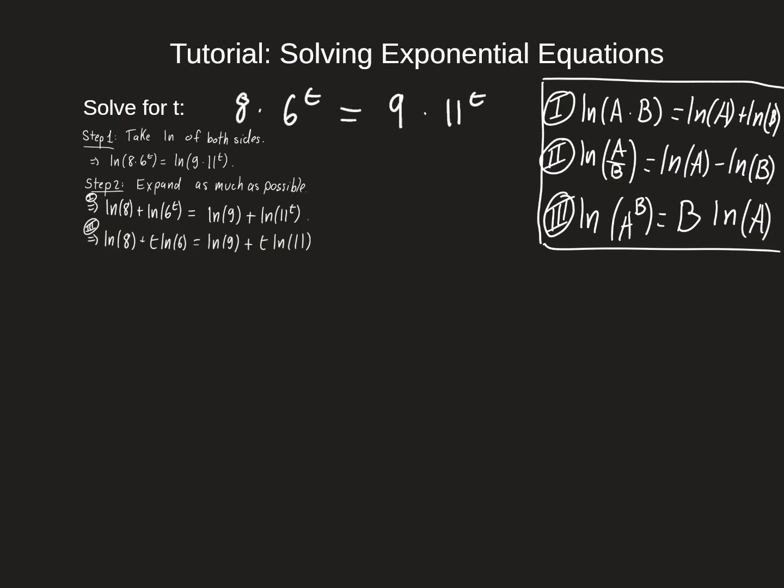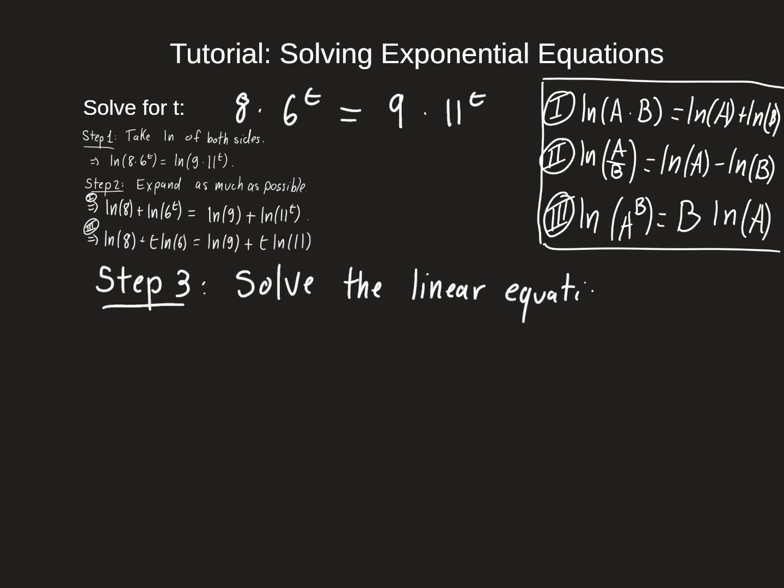Now once you're done with step 2, step 3 should always be the same. Specifically, at the end of step 2, once you've expanded as much as you can, you should just be left with a linear equation. This means it should be one of the more simple types of equations that you've ever learned how to solve. You should just be able to solve this by proceeding as usual. So let's look at what we have here. We have ln of 8 plus t ln of 6 equals ln of 9 plus t ln of 11.